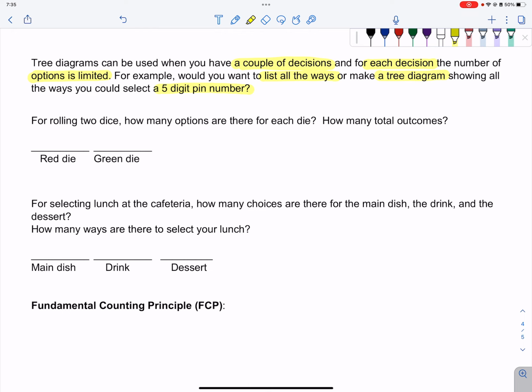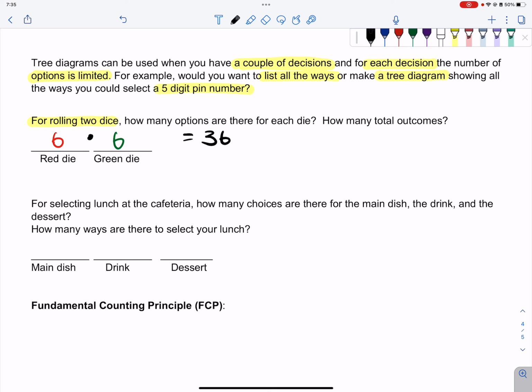So let's take a look at the experiments that we did in the last 2 videos. We had rolling 2 dice, and to get our number of outcomes, well, our first die, the red one, had 6 different outcomes. The second die, the green one, as well had 6 different outcomes. And we know that when we rolled the 2 dice, we had 36 different outcomes that we saw in our table. Well, 6 times 6 is equal to 36.